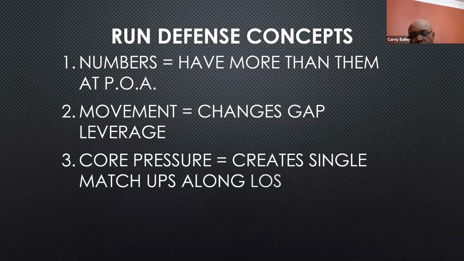You can create some confusion in terms of how offenses are blocking you. And it can also create some confusion in terms of opening up some extra spaces in which you can have run-throughs by your backers, okay? And then core pressure. Core pressure, what is that? That's now where I'm bringing 5 and or 6 in the run game, which is going to allow me to create single leverage matchups across the front.